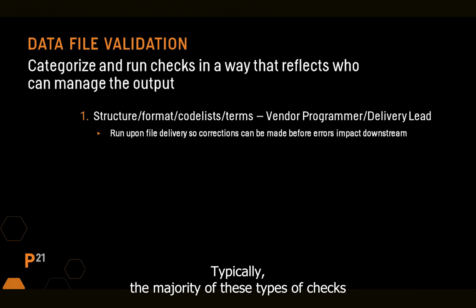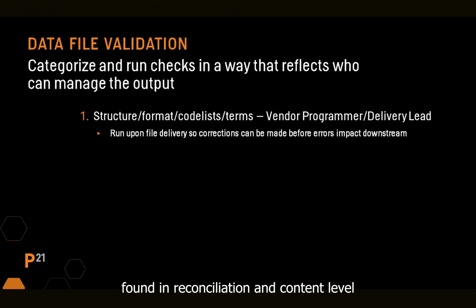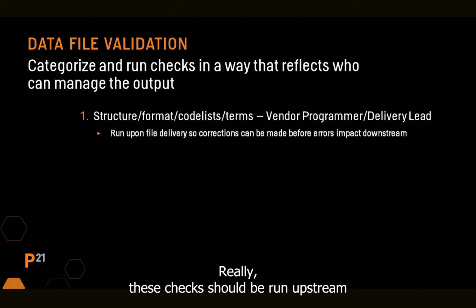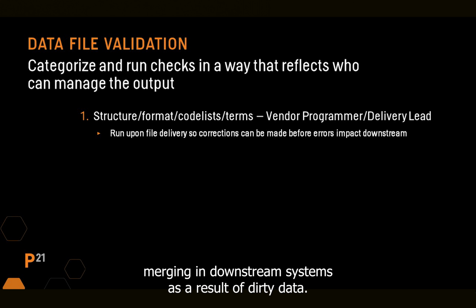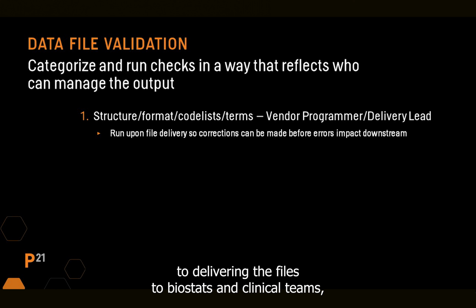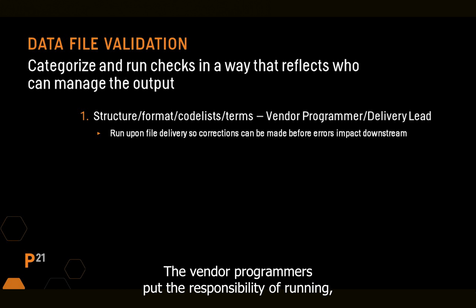Typically, the majority of these types of checks are managed in downstream legacy systems, but many of the issues found in reconciliation and content level checks are the result of data definition and mapping errors. Really, these checks should be run upstream of those systems, greatly reducing the number of errors emerging in downstream systems as a result of dirty data. Not only should these checks be run and addressed prior to delivering the files to biostats and clinical teams, they should ideally be run and immediately available to the people that can action them, the vendor programmers.